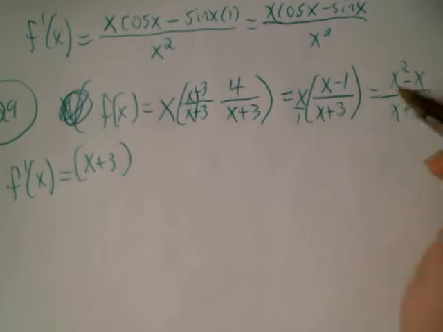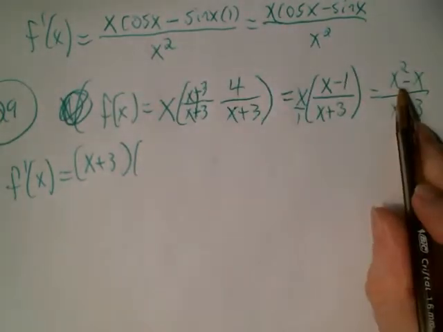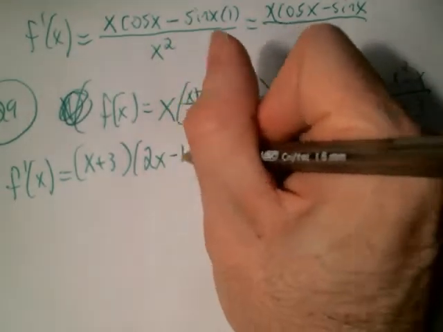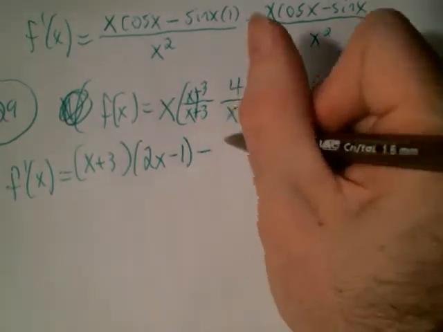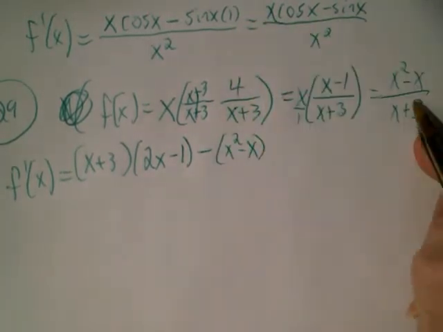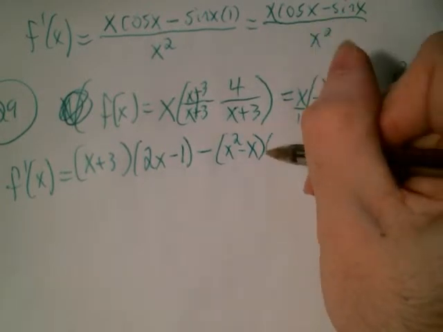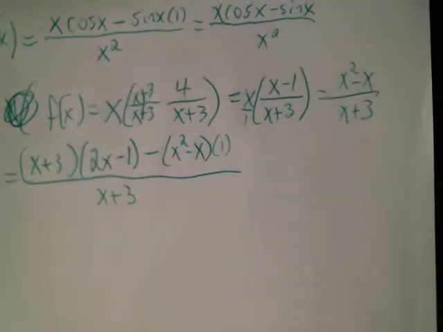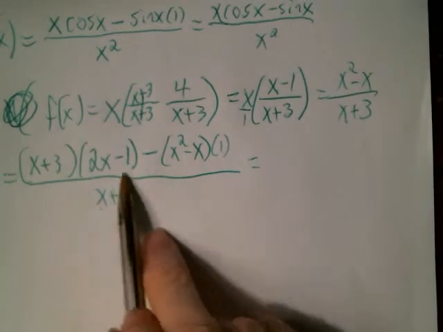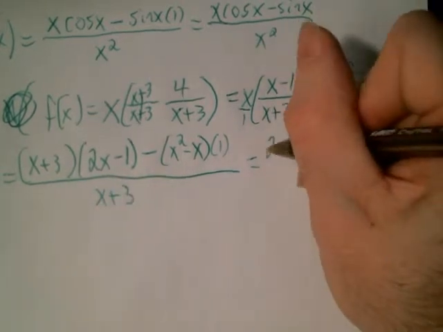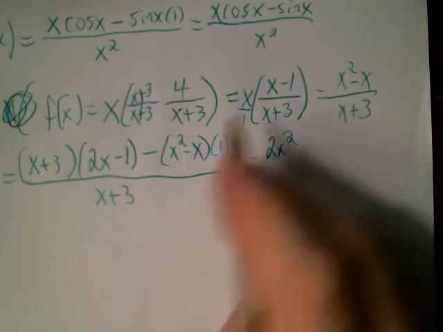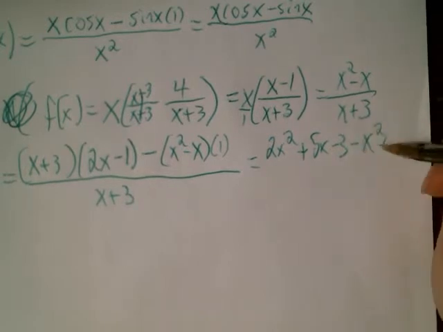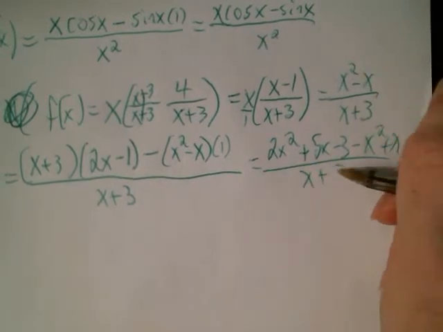times the derivative of the high. So the derivative of this, bring down the 2, you get 2x to the first power, minus the derivative of x, which is 1, minus high, x squared minus x, times the derivative of the low, which is just 1. And then that's all over x plus 3 squared. Okay, I can FOIL these out. So I get 2x squared plus 6x minus 1x is plus 5x, and then minus 3, and then minus x squared plus x, all over x plus 3 squared.